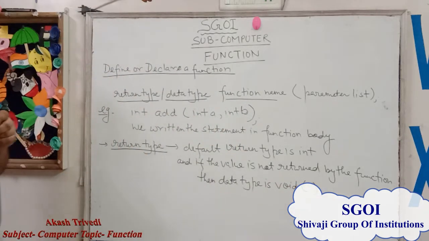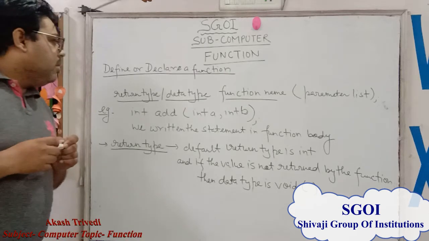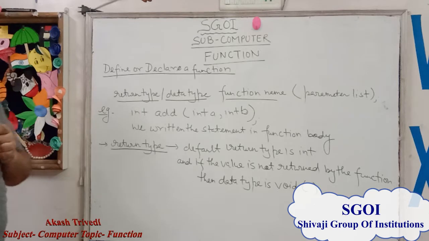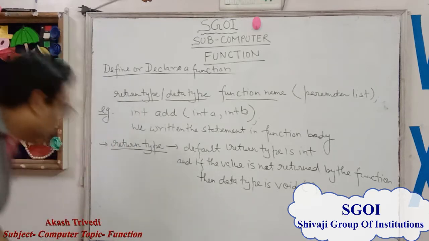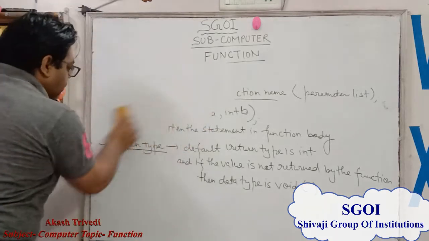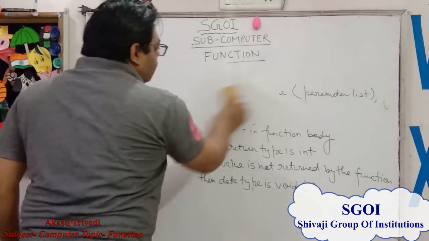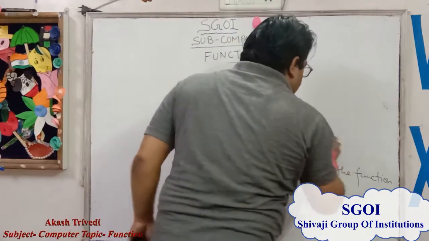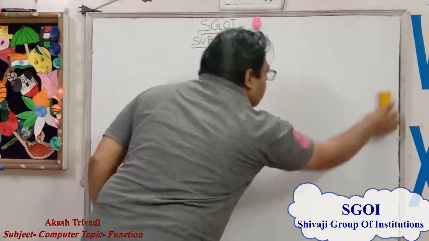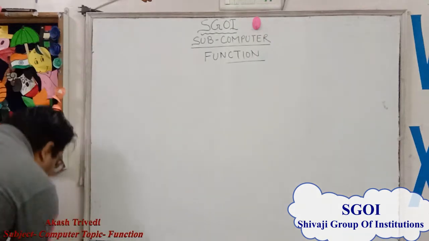In C and C++ programs, many types of data are used, that is integer, character, float, and the default return type is int. If there is no return, then void is used. Void is also a data type.